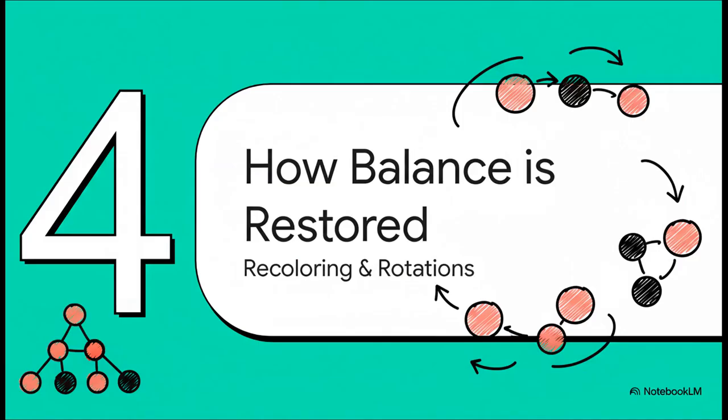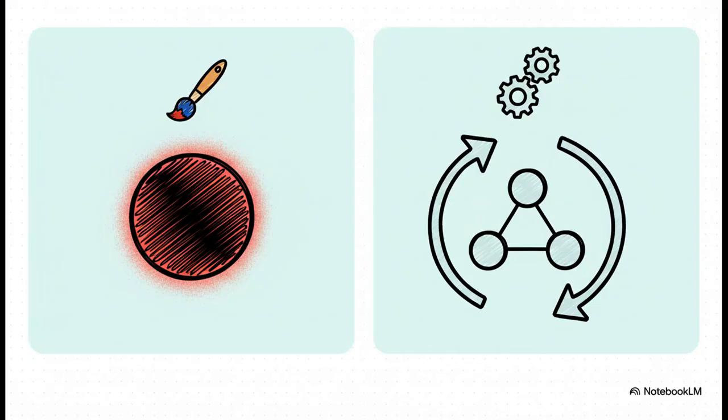Okay, you might be thinking, if these rules are so strict, what happens when we add or remove a node? How does it stay legal? Well, it uses 2 simple but really powerful tools, recoloring and rotations. The tree's first line of defense is just a quick paint job, changing nodes from red to black or black to red. It's a fast and easy fix. But when just changing colors isn't enough to solve a rule violation, the tree pulls out its other trick, a really clever structural maneuver called a rotation.